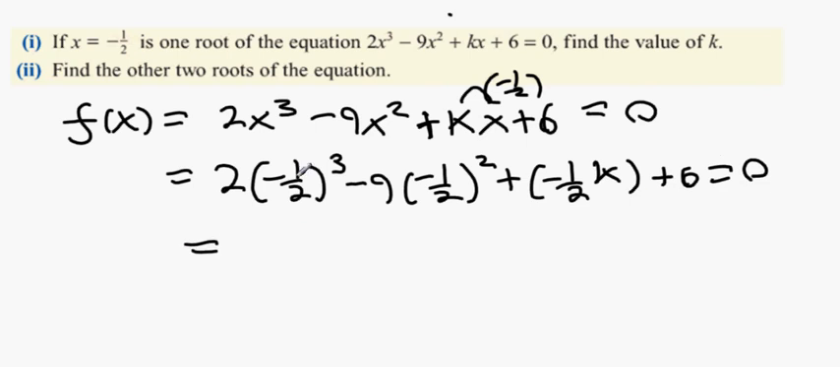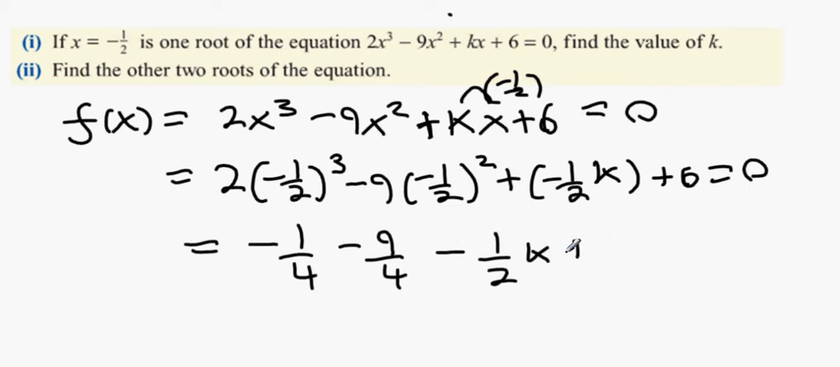This one's going to be 2 over, you can just use your calculator for all this, but it's basically going to be minus an 8 multiplied by 2, which is minus a quarter. This one's going to be a plus a quarter by minus 9, which is minus 9 over 4. And then this is going to be minus a half k. And this is going to be plus 6.